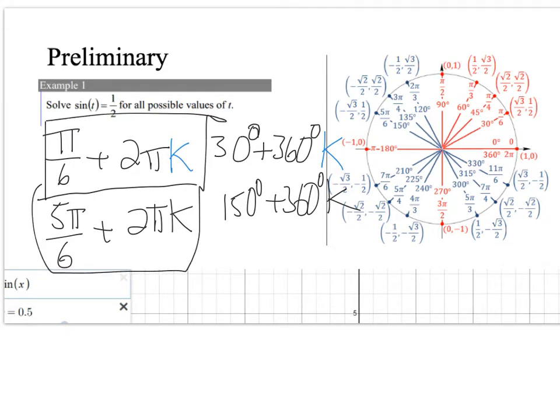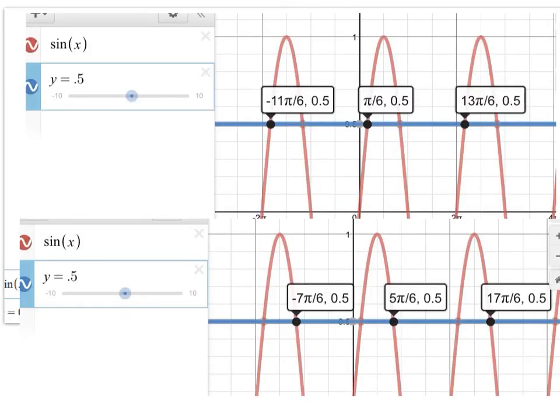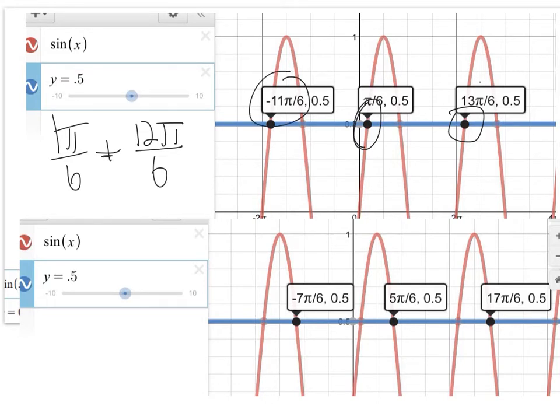So how does that relate to the graph? We spent all that time graphing sine and cosine. Looking at the graph of sine x and y equals 1/2, there's the pi over 6. Then they show the next solution is 13 pi over 6. Well, you think about pi over 6 plus 2 pi, or 12 pi over 6. That's where they're getting the 13, because 1 pi plus 12 pi is 13 pi over 6. And if we subtract it, pi over 6 minus 12 pi over 6 is negative 11 pi over 6. So you can see where those solutions are coming from.